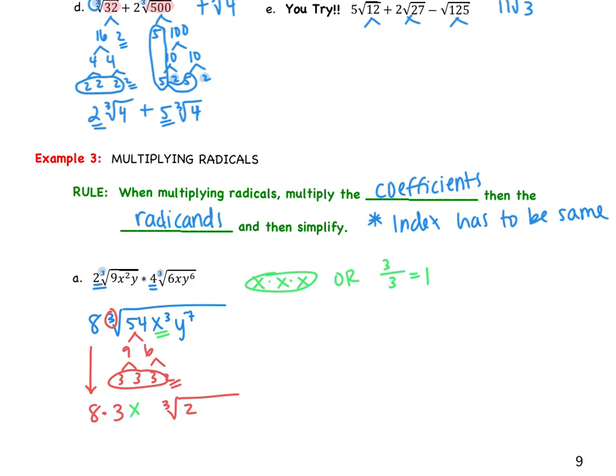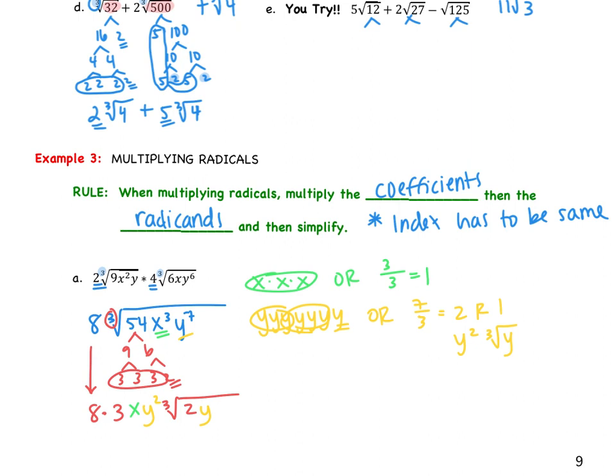Y to the 7th. I can do my 7 y's. I'm looking for a triplet, so I have 1 here, 1 left over. That tells me y squared comes outside, and that y that's left goes underneath the root. My other option was to do 7 divided by 3. 6 divided by 3 is 2, so 7 divided by 3 is 2, remainder 1. That tells me y squared is outside the root, and that 1 is left underneath the root.